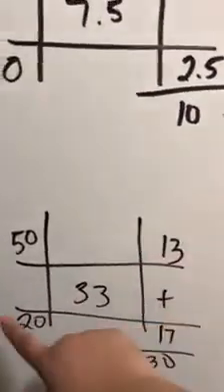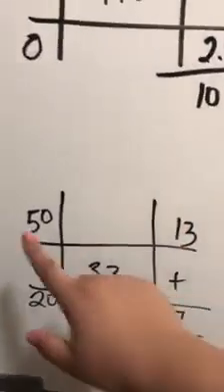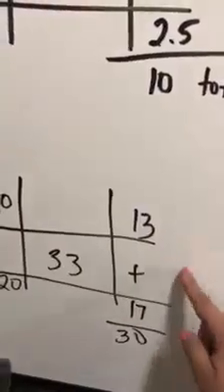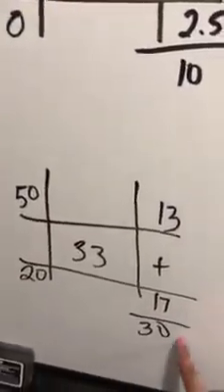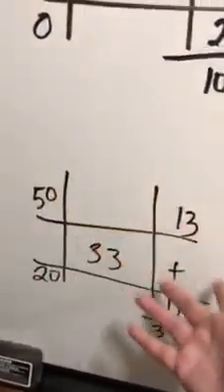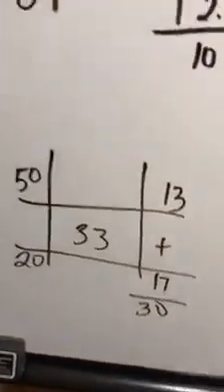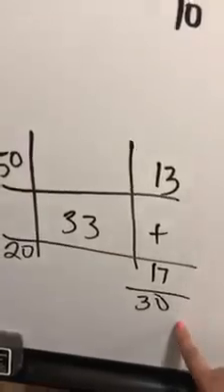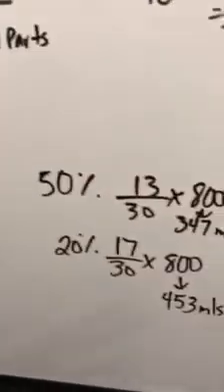Subtract diagonally. 20 from 33 is 13. 50 from 33 is 17. Add these two together and you get 30. Remember I told you, this total parts won't always equal one of those numbers, and this is a perfect example of it not equaling. So 13 plus 17 is 30. Pull it off the grid.